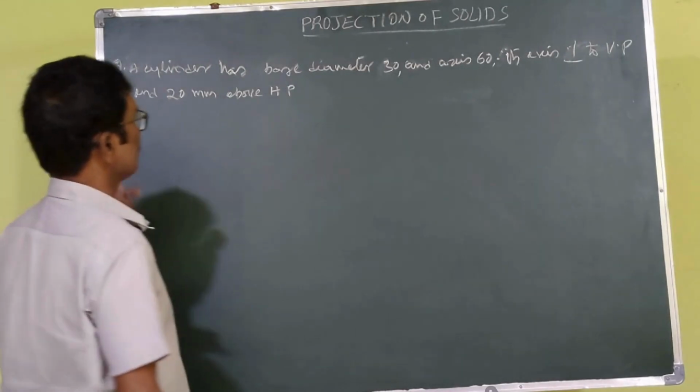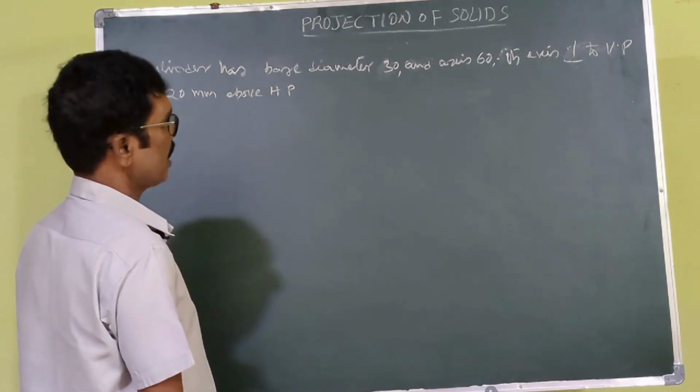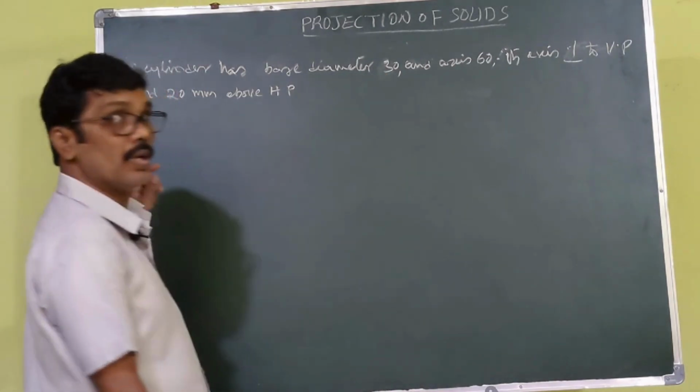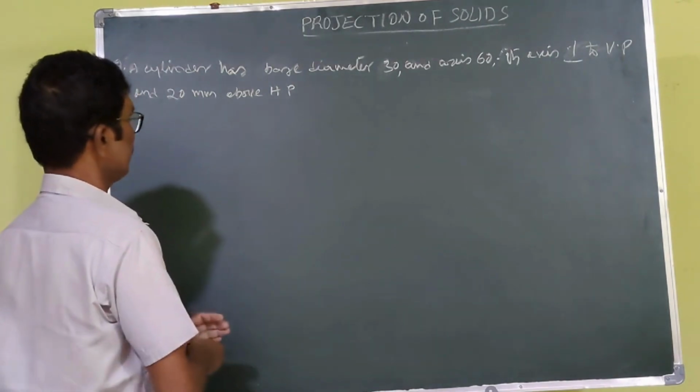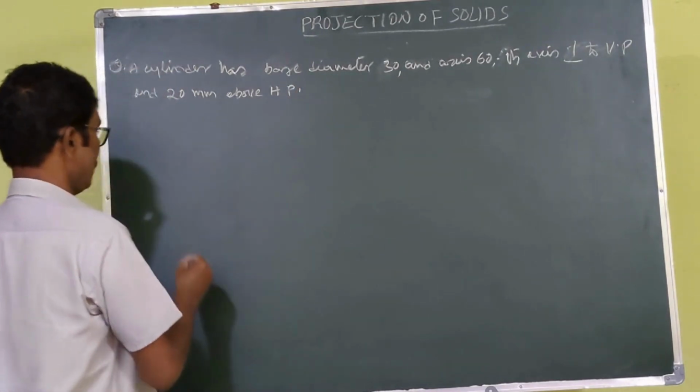Next problem. A cylinder has a base diameter of 30 and axis of 60. Its axis is perpendicular to VP and 20 mm above HP. In this position, we have to draw the front view and top view.